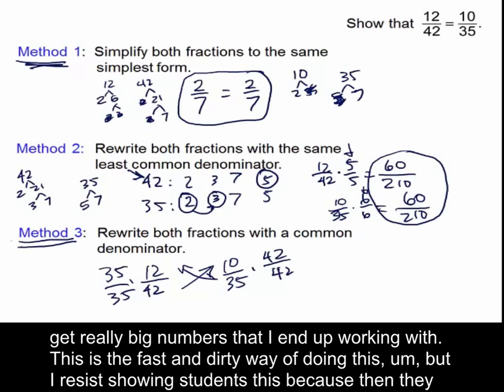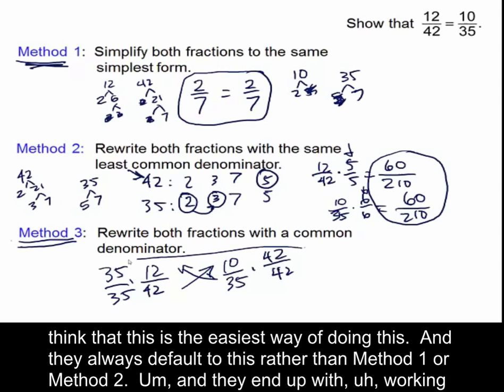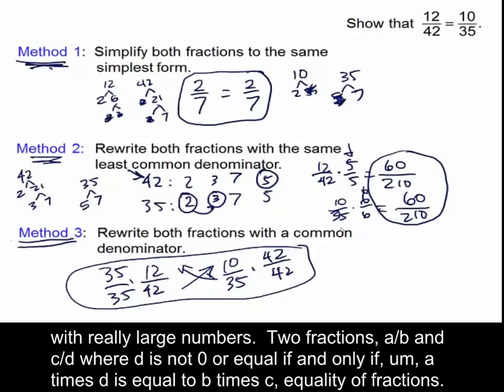but I resist showing students this because then they think that this is the easiest way of doing this, and they always default to this rather than method 1 or method 2. And they end up working with really large numbers.